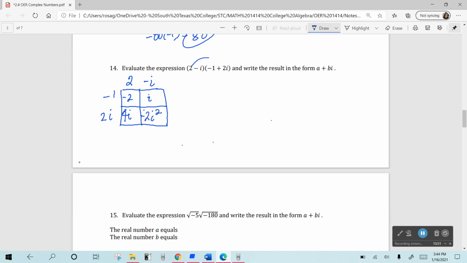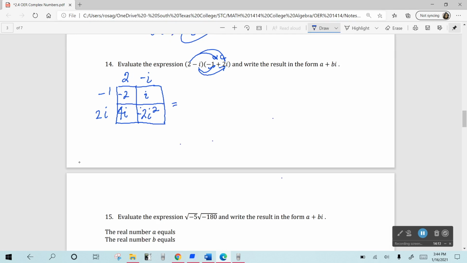Now, if you know how to use the FOIL method or distribute, sometimes it's just easier to go that way because the box can get confusing for people who already know how to do it. But if you do not know how to do it, this is a really good method that avoids careless mistakes easier. So think about that. You don't have to do it this way as long as you know how to do it somehow.